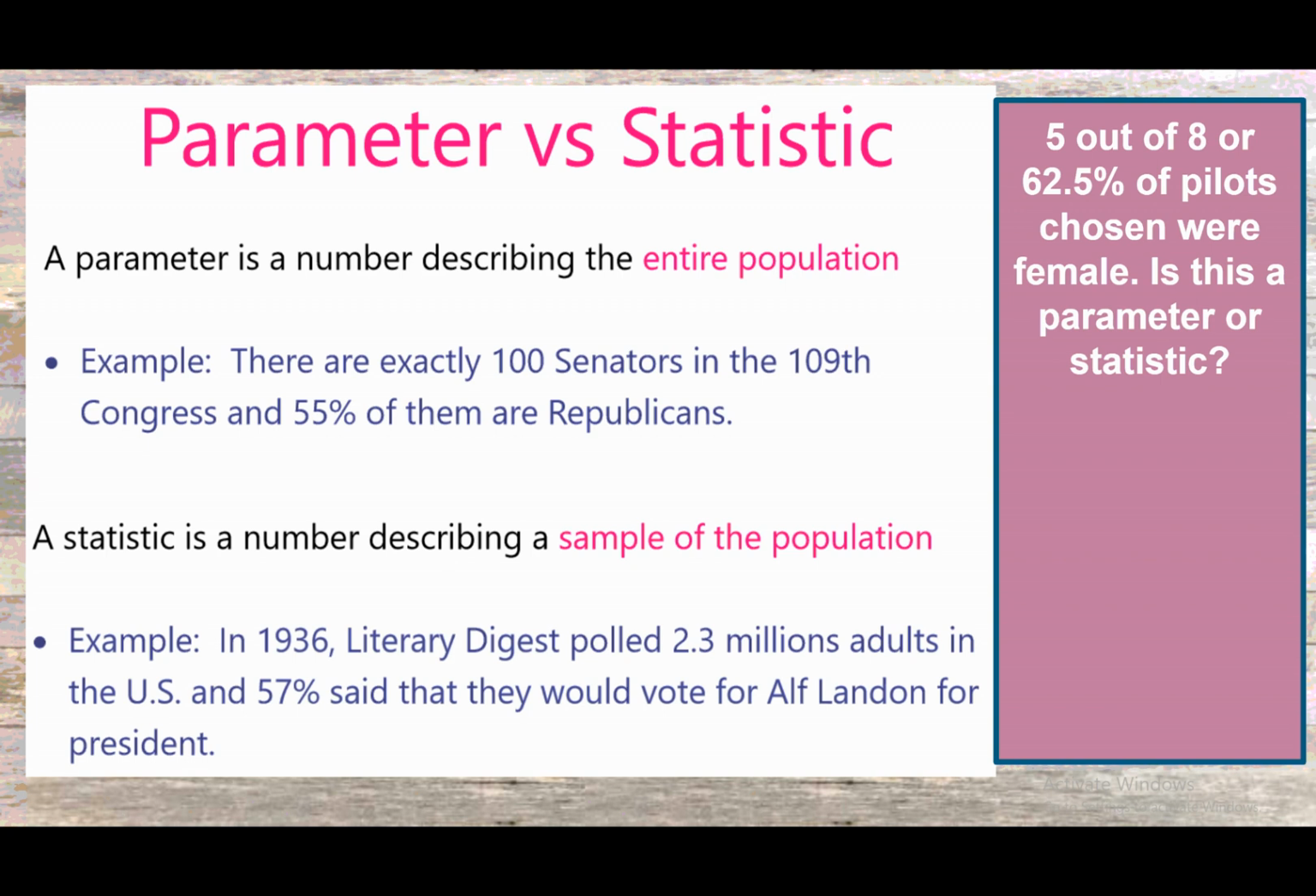It would be all of the adults in the U.S., or all the voting adults in the U.S., or whatever you want to describe it as, but it's going to be a larger group than just those 2.3 million that were surveyed.